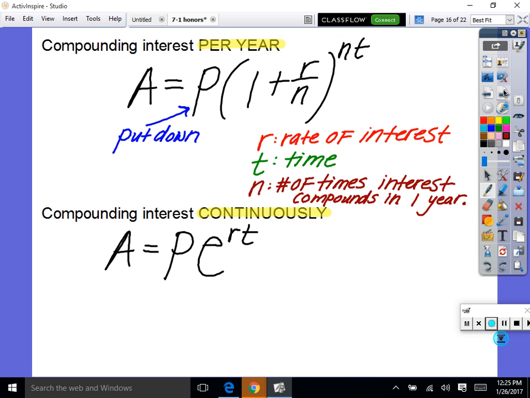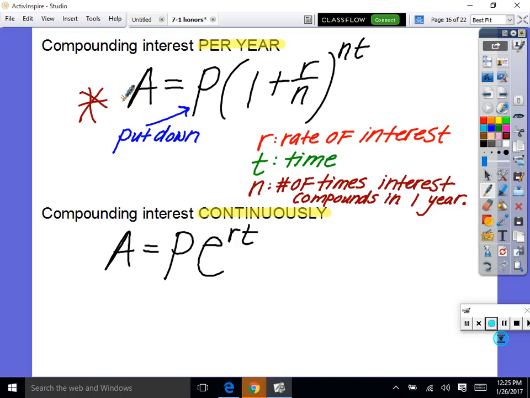Okay, next formula. This is compounding interest per year. So this is the formula you'd use: A is equal to P times (1 plus r over n) raised to the nt. A minute ago we were just doing some examples that only considered that we got interest once per year. Now we're dealing with maybe you're going to get interest more than one time a year. This is the formula we'd use.